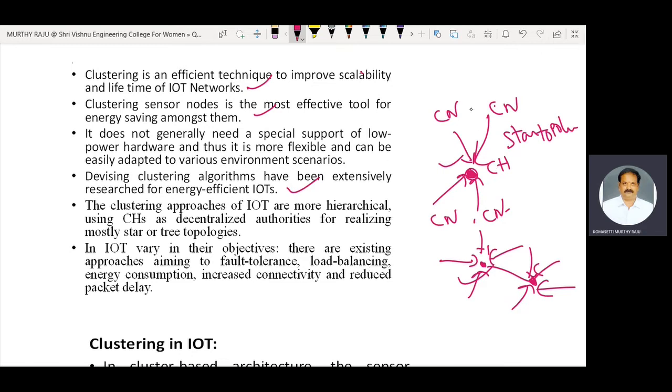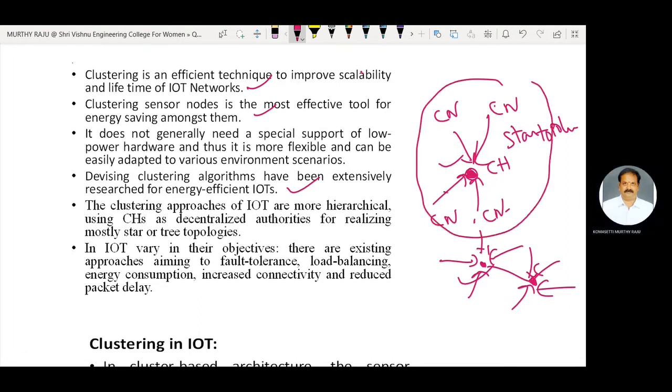Load balancing means that instead of all the nodes sending the information to the base station, only cluster nodes send information to the cluster head. The cluster head has the responsibility to send the information to the base station. That is called load balancing. Energy consumption. Suppose this is the cluster.